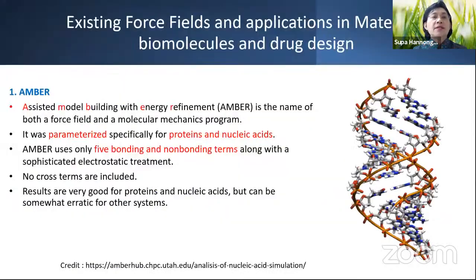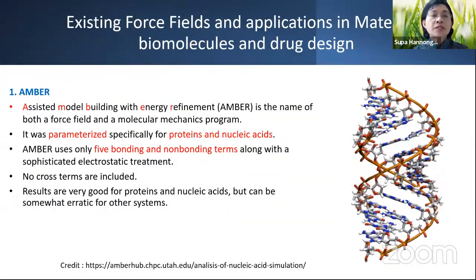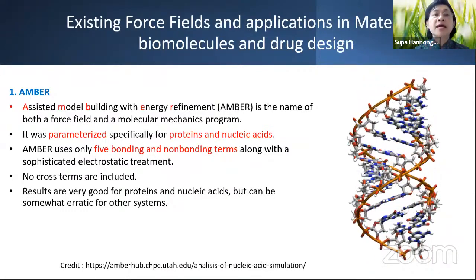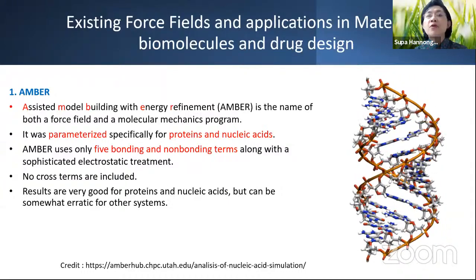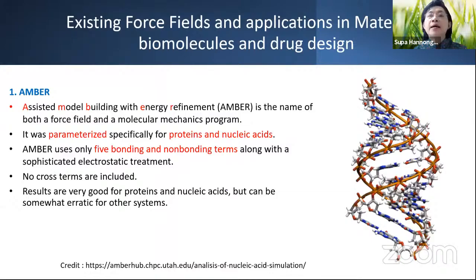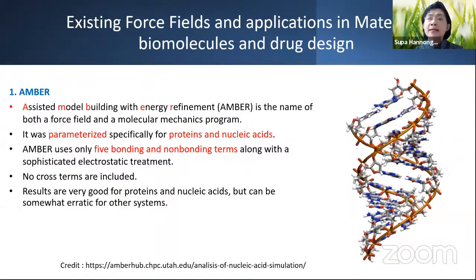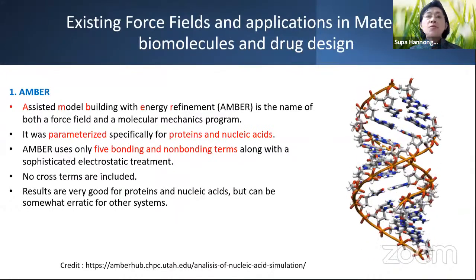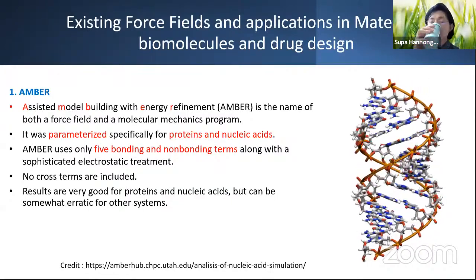So I will introduce to you the different types of force fields, the existing force fields in molecular mechanics, which were applied to materials, biomolecules, and drug design.